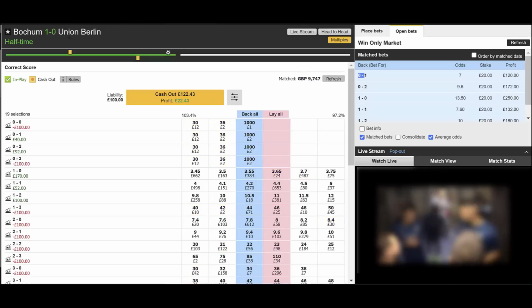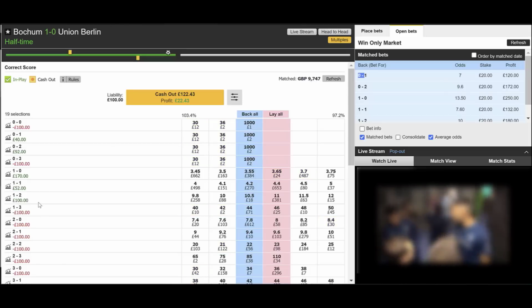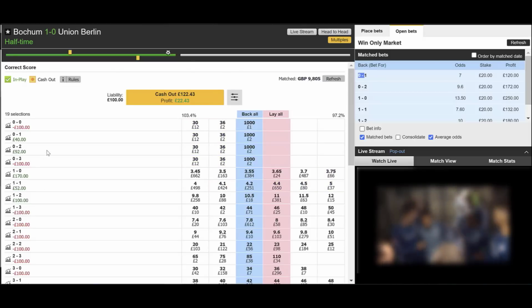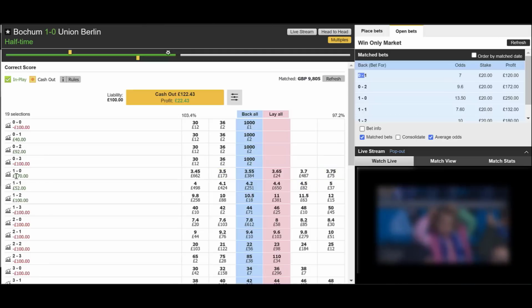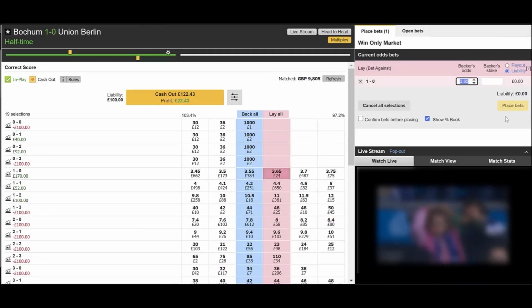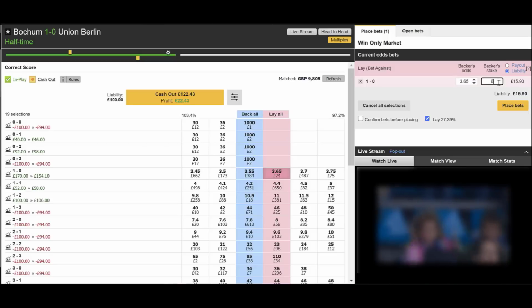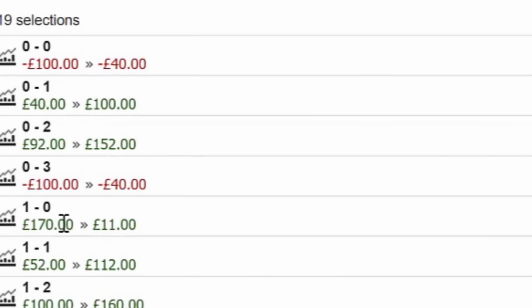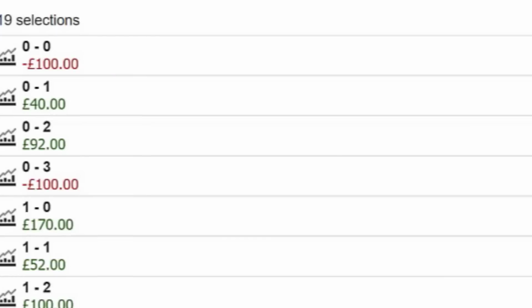Now obviously, if Bochum double the lead, our stake is dead. We need to anticipate that the favourites are going to get back into it, which is the most likely probability, and we should always think of it like that. So we've got 170 on the 1-0 in this one. We're better off laying that off, so let's lay that off at 3.65, £60. It's going to bring it down to almost a break even on the 1-0 scoreline to the underdog, but at the same time it lowers our overall risk on the trade.